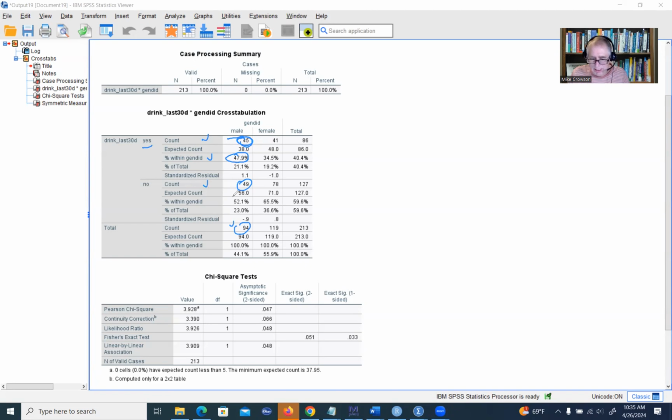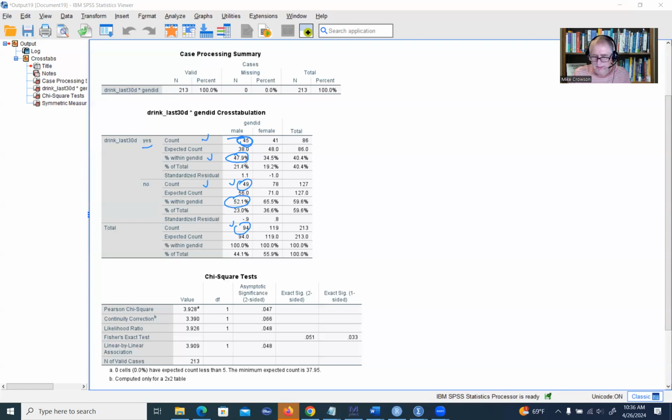The percentage that we have right here, the 52.1%, is just calculated by taking the 49, the count for that particular cell, and dividing by 94, and then multiplying by 100%. So that tells us that 52.1% of individuals identifying as male said no, they have not had a drink over the last 30 days.